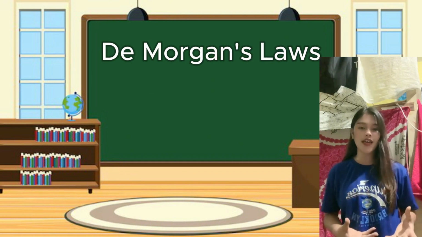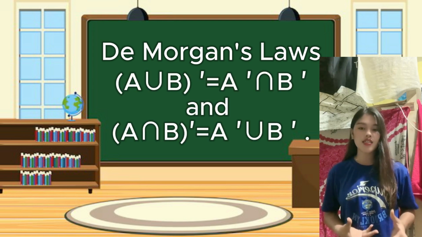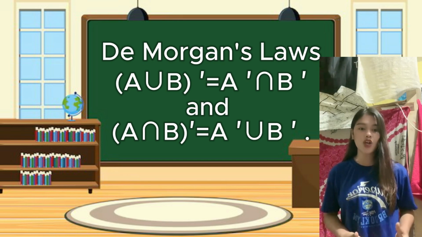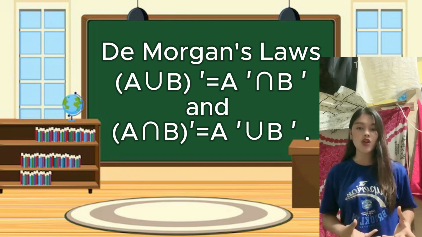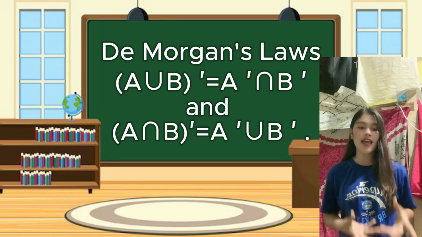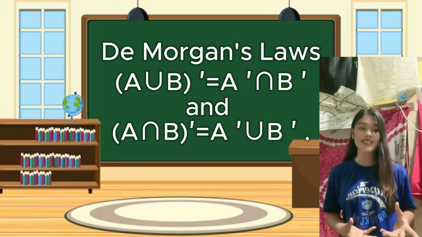And the last one is De Morgan's laws. These laws show how the complements of union and intersection work, such as (A union B) complement equals A complement intersection B complement, and (A intersection B) complement equals A complement union B complement. These laws help simplify set operations and more complex problems.